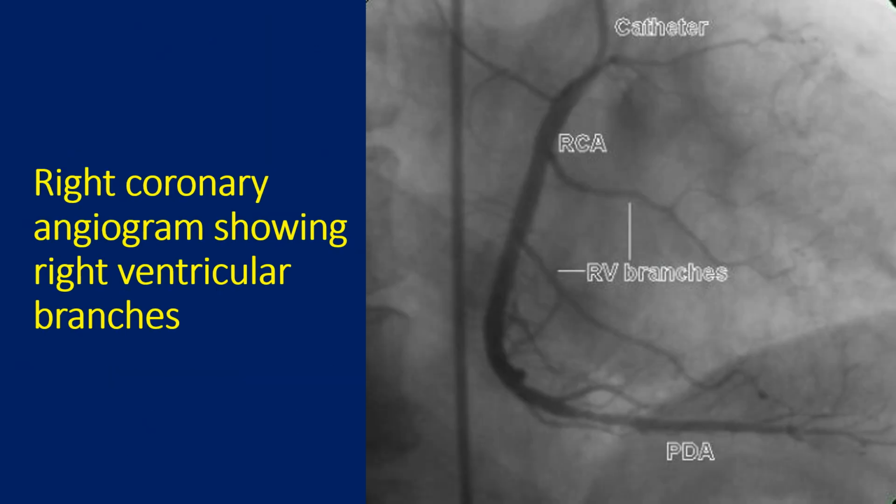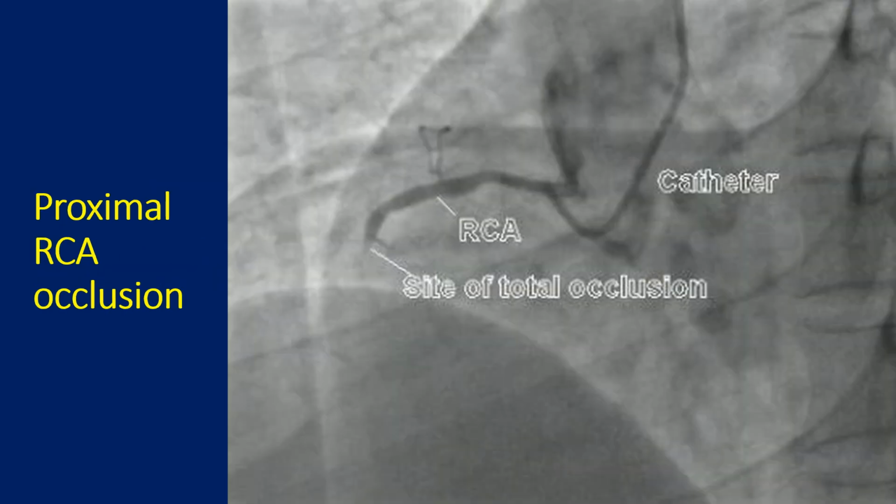Here is a right coronary angiogram showing right ventricular branches. Relatively proximal total occlusion of the right coronary artery is shown here. Hardly any RV branches are seen.